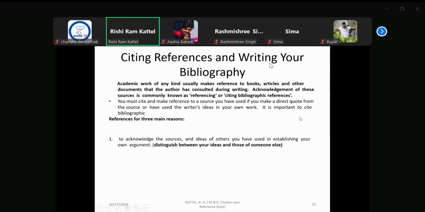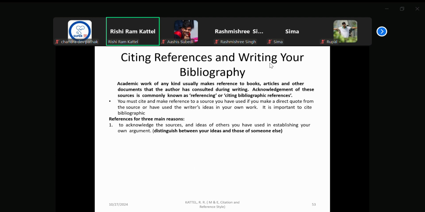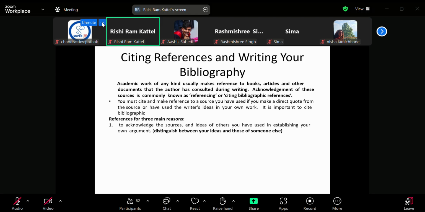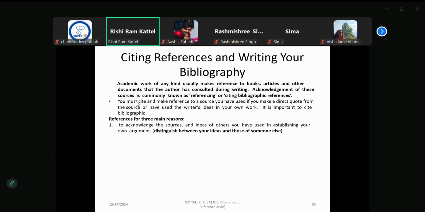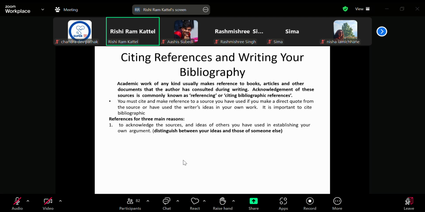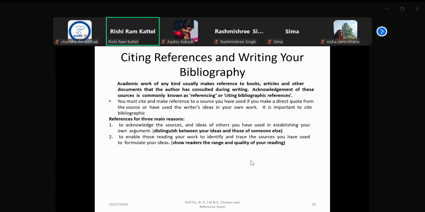Reference for three reasons. The first reason is to acknowledge the source or ideas of others you have used in establishing your own argument, distinguishing between your ideas and those of someone else. Second is to enable those reading your work to identify and track the sources you have used to formulate your idea.